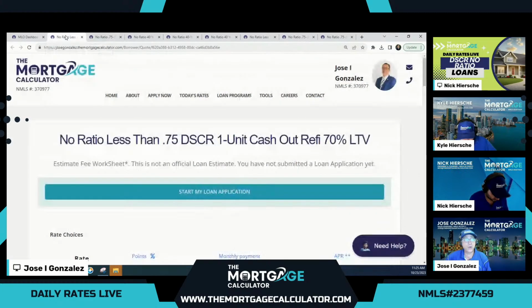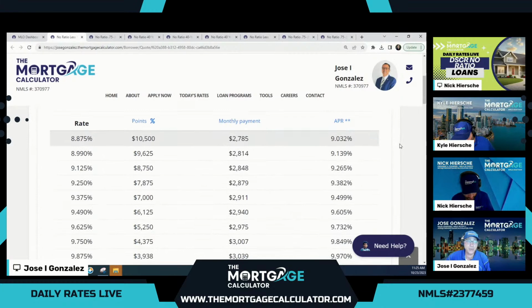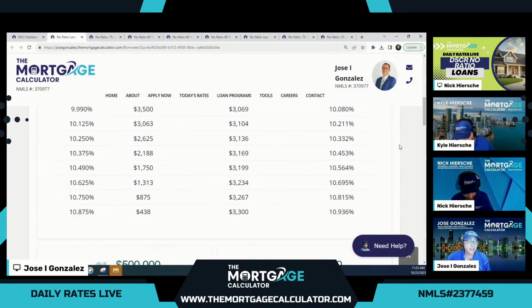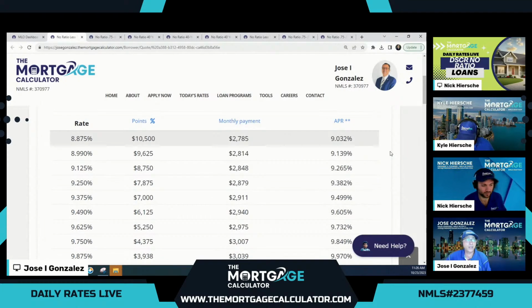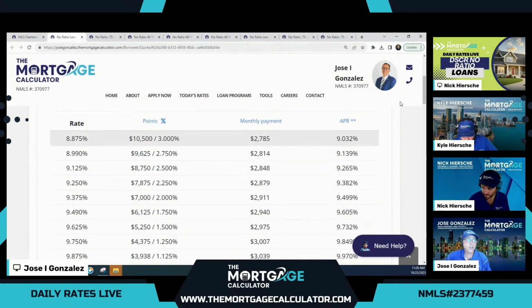And this is cash out refi, and this is the max LTV, which is 75% for a no ratio, 0.75 to 0.99. And last but not least, our true no ratio, less than 0.75 DSCR refi cash out is maxed at 70% LTV. And you have 10.875 is our lowest cost option. And you can buy that down all the way to 8.875. That's a pretty deep rate sheet there. 8.875 is our lowest rate option.